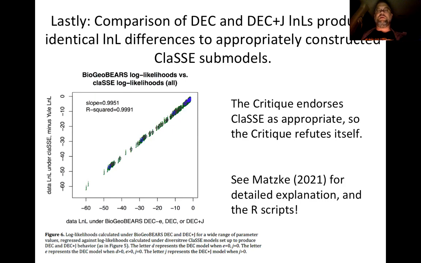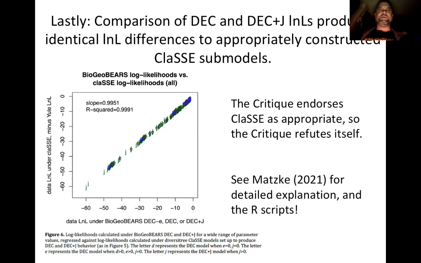I have a script in the critique, as well as this figure. We can do calculations of likelihoods under ClaSSE, basically using a submodel of ClaSSE to create the assumptions of the DEC or the DEC+J model. Then we can calculate likelihoods under DEC and DEC+J, and we get essentially perfect correlation between the log likelihoods. Essentially, the log likelihoods under the ClaSSE model differed from the log likelihoods under the DEC or DEC+J model by a constant. Now, that's not all ClaSSE models, right? Those are two specific ClaSSE submodels.